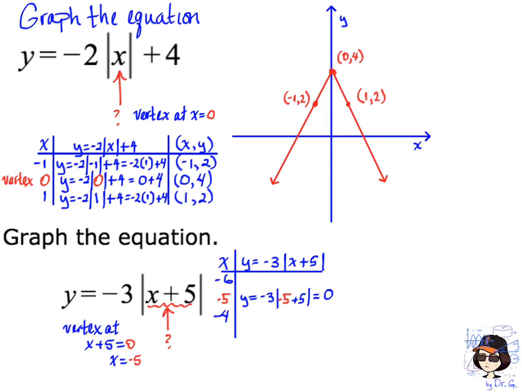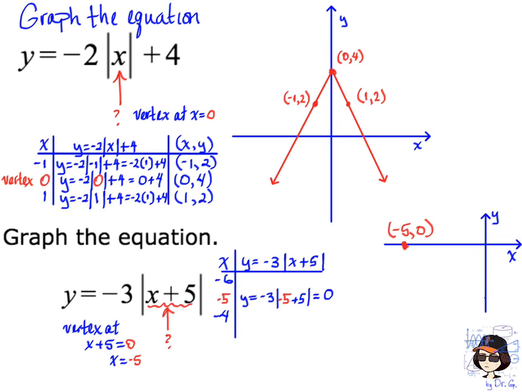Let's plot that point. Here are my axes. So I'm going to plot the point (-5, 0). x equals -5 means I start at the origin and move to the left 5 units. And the y-coordinate being 0 means that I don't go up or down. So I'm just sitting right there on the x-axis. That's the point (-5, 0).